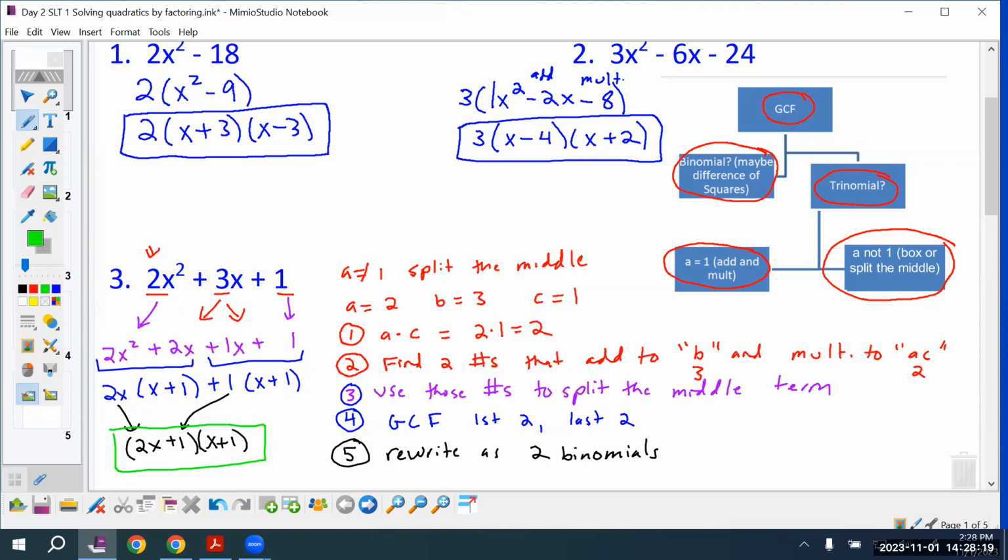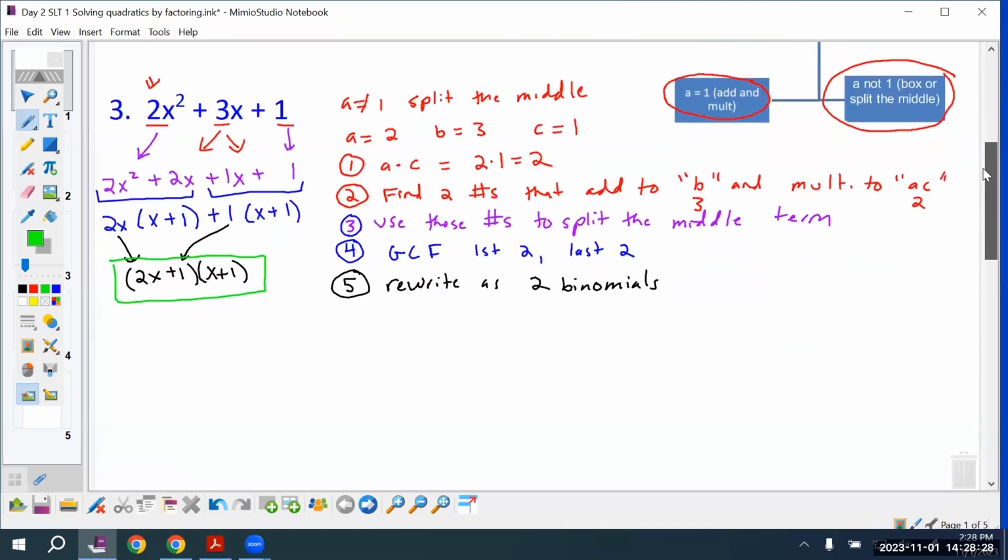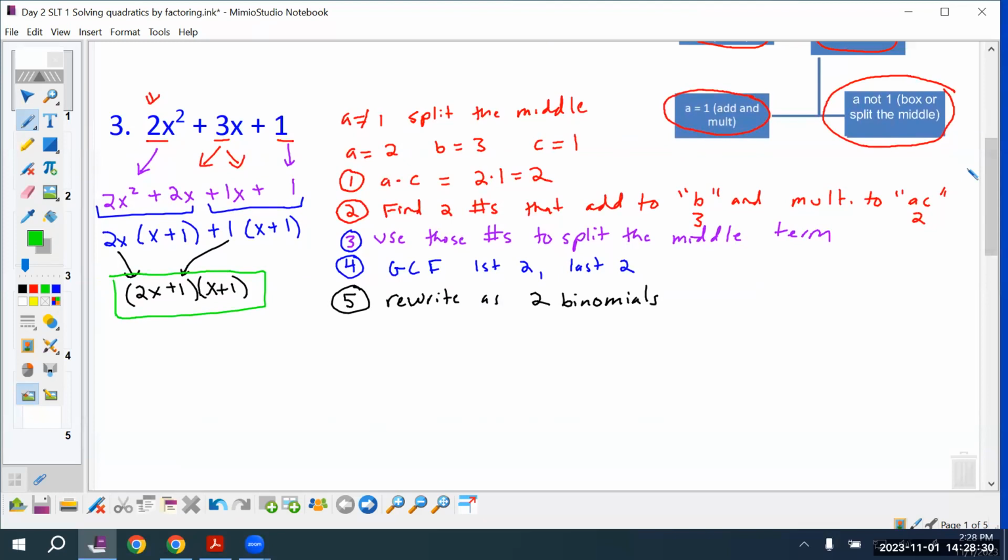All right, what I would like you to do is write down another problem. We're going to practice splitting the middle one more time, and then I'm going to show you the box method. It's going to go a lot faster because we're not going to need to write down all the steps. So for number 4, go ahead and write this down on the same page. We're going to write down 4x squared plus 12x minus 7.